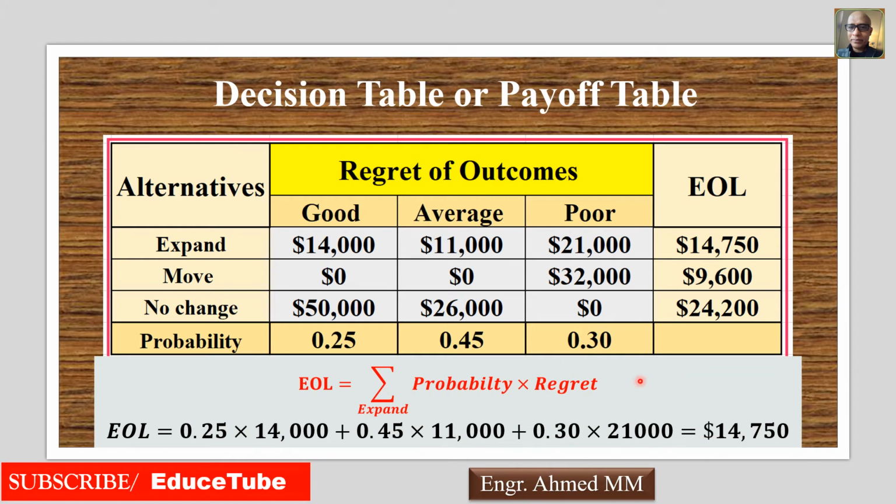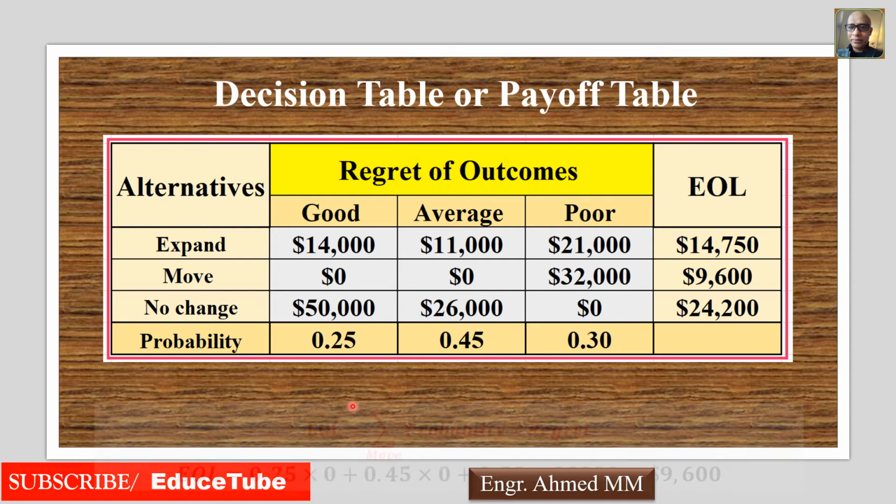So this is the formula: 0.25 multiplied by this 14,000, 0.45 multiplied by this 11,000, 0.3 multiplied by 21,000. So we get 14,750 here. This is the value of EOL. This is for the expand.